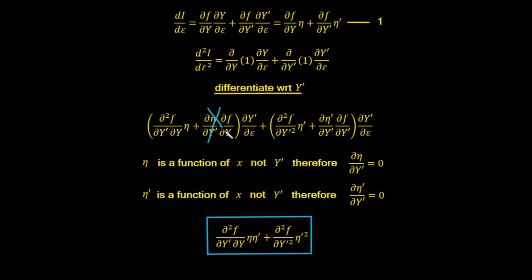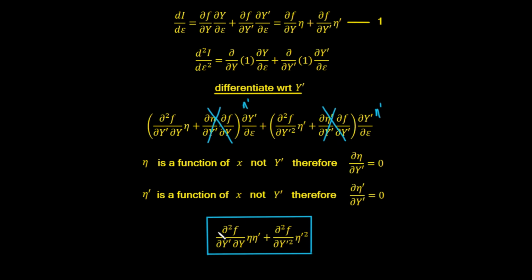Okay, so that term there is going to disappear. And we're going to have our partial eta derivative by partial y derivative is 0. So this term here is going to disappear. Also, we already know that partial y derivative by partial epsilon is nothing other than our eta derivative. So it means that we can multiply these out.